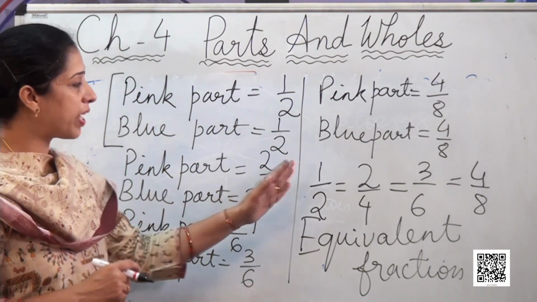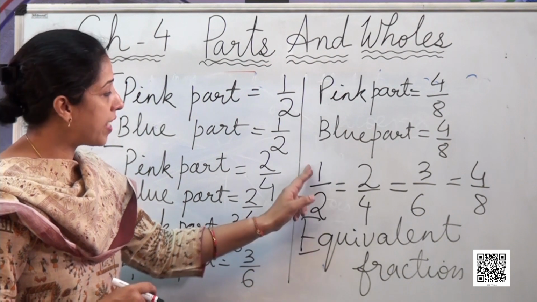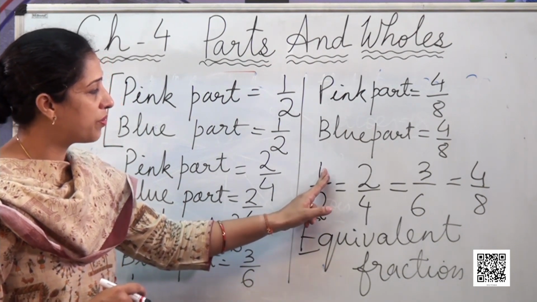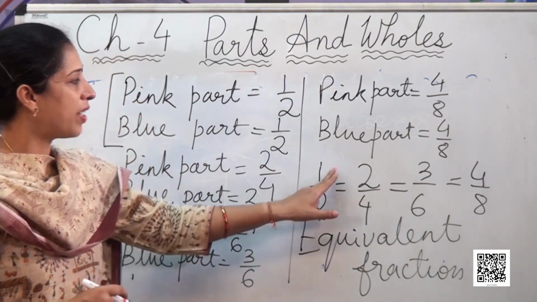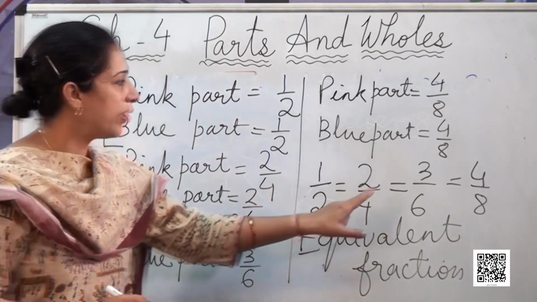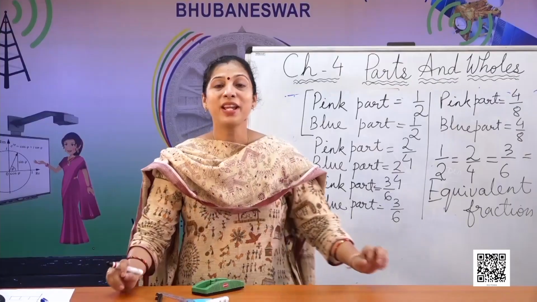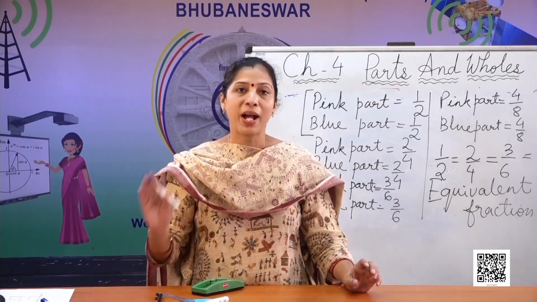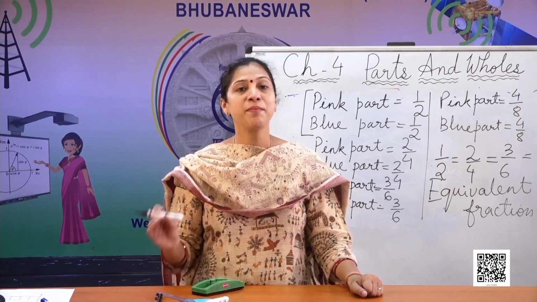I had told you can multiply 2 into 2 to make 4. That same number is multiplied here, 1 into 2 equal to 2, so 2 by 4. Again, 2 into 3 is equal to 6, 1 into 3 is equal to 3, 2 into 4 is equal to 8, 1 into 4 is equal to 4. You can find any equivalent fraction of a given fraction by multiplying the same number in the numerator and the same number in the denominator.